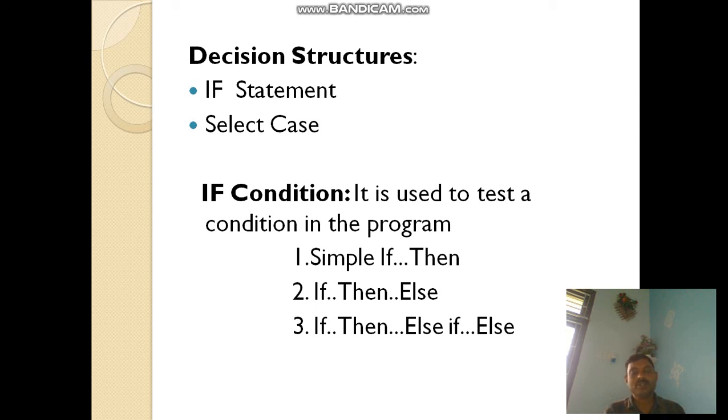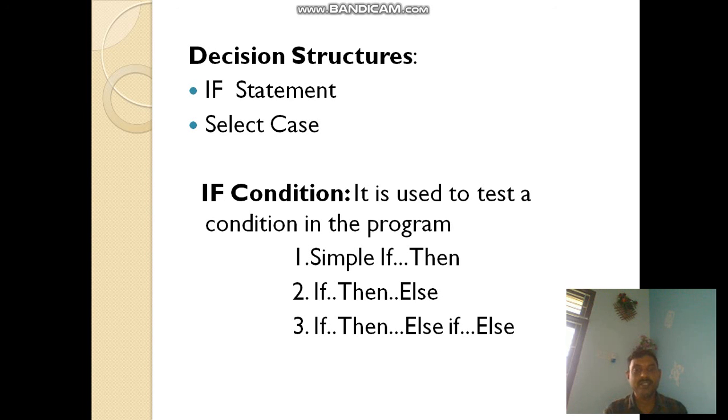If you want to check multiple conditions, more than two conditions, for example A greater than B, A greater than C, A greater than D, like that. For example, if you want to check vowels, whether A is a vowel, E is a vowel, I is a vowel. Or if you take first class, second class: an average of marks greater than or equal to 60 is first class, greater than or equal to 50 second class, greater than or equal to 40 third class, like that.